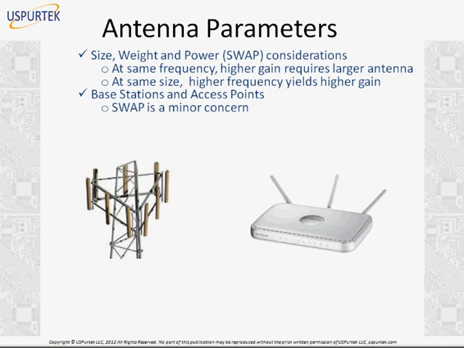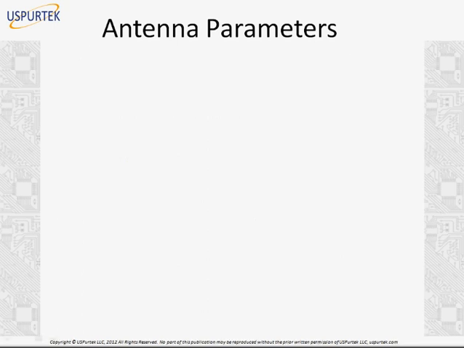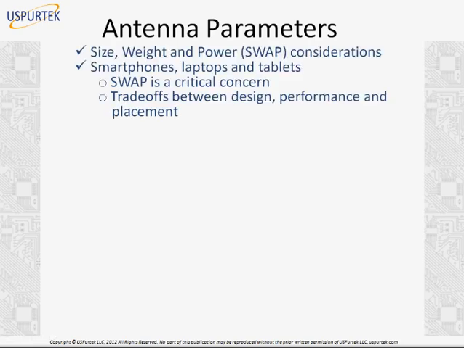Also, base stations and access points usually don't cover more than a couple of miles. Most base stations and access points cover even less. Access points are only a few hundred feet for Wi-Fi or even less than that. It could be within one small building. So their SWaP is a relatively minor concern. There may be some concern, but it's not a major critical factor there.